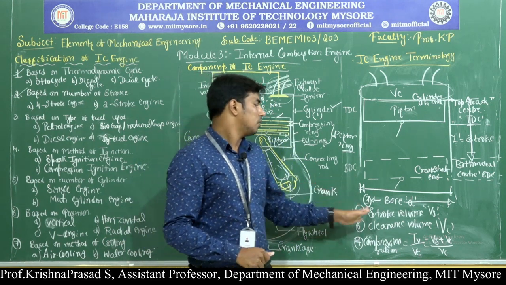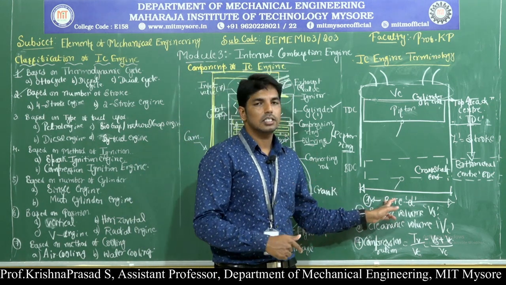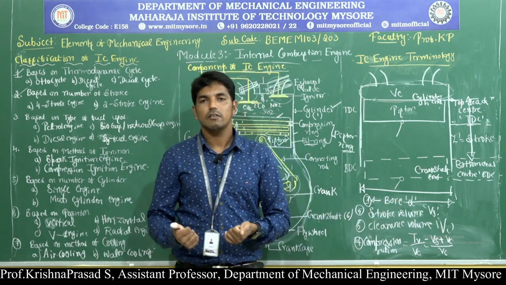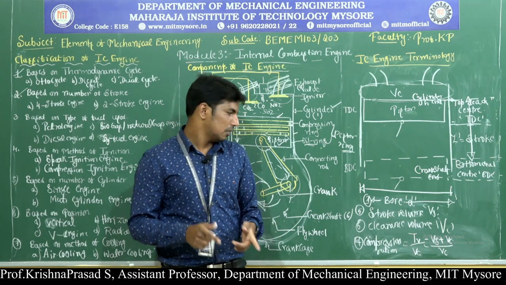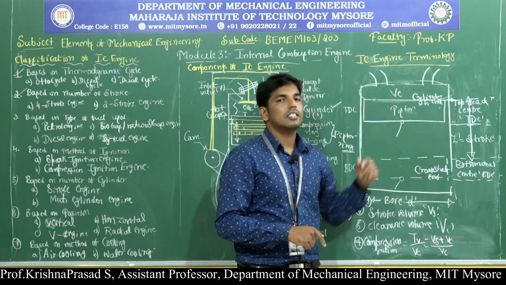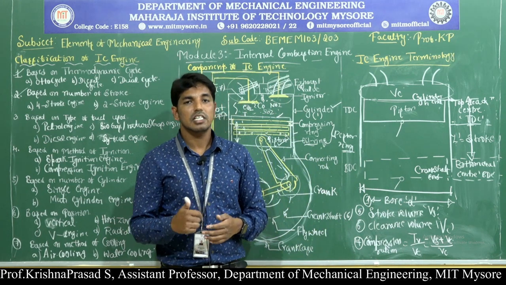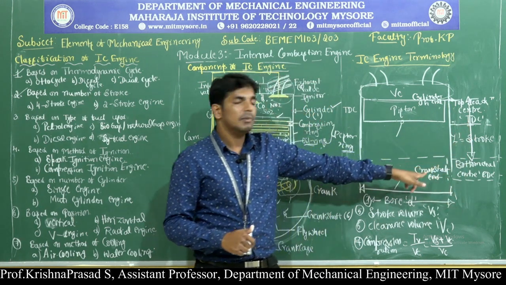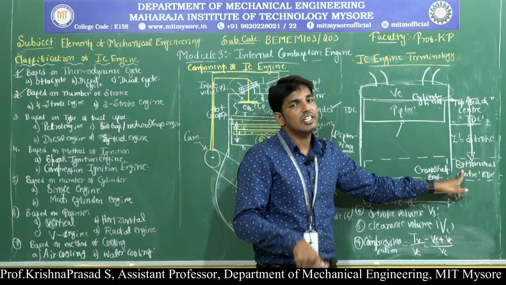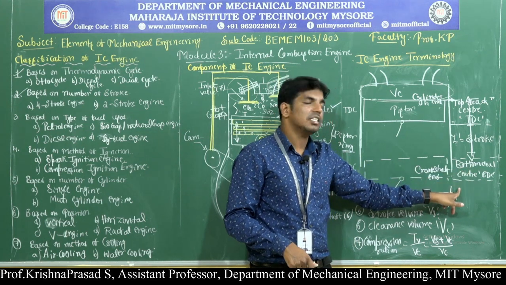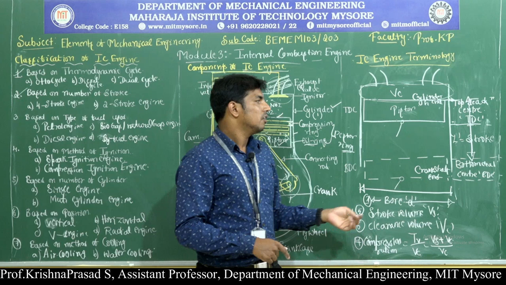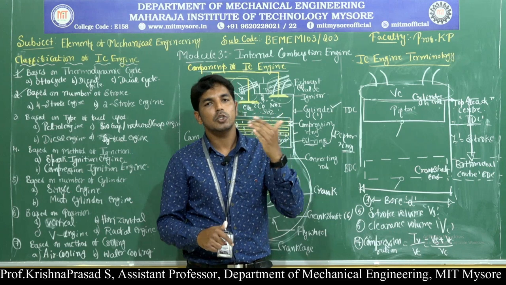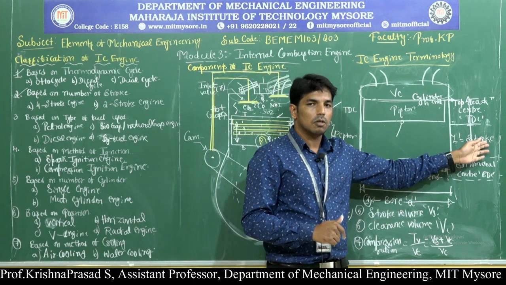I repeat, what are the important things in the IC engine terminology? The first one is called bore. It is the inner diameter of the engine cylinder or outer diameter of the piston. The second one is called top dead center. It is the extreme position of the piston near the cylinder end, and it is abbreviated as TDC. Similarly, if the extreme position of the piston is near the crankshaft end, then this is called bottom dead center, and it is abbreviated as BDC. Then what is meant by the stroke length? The linear distance traveled by the piston when it moves from TDC to BDC is called stroke length.